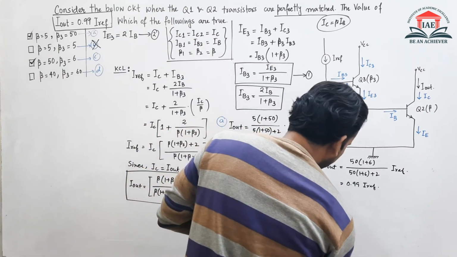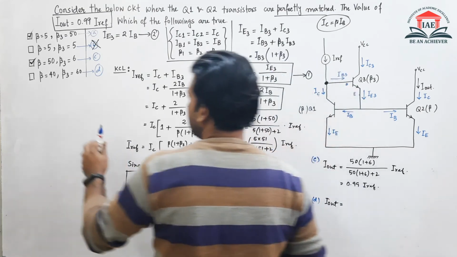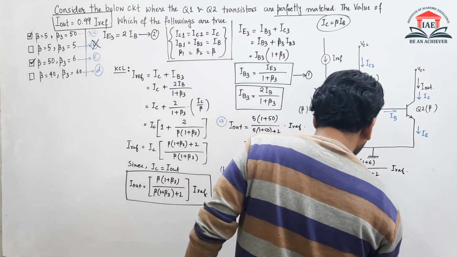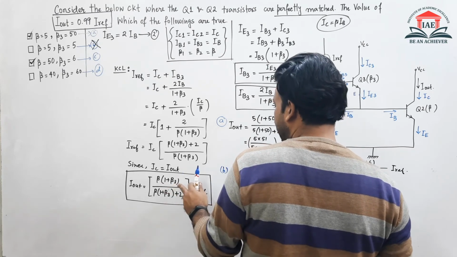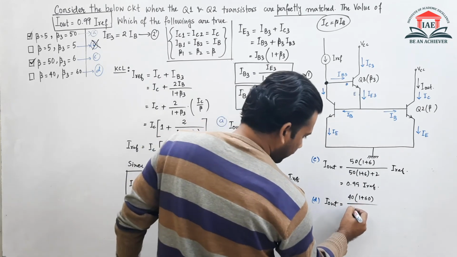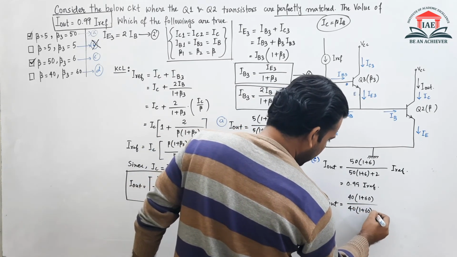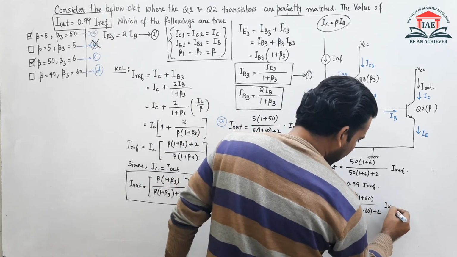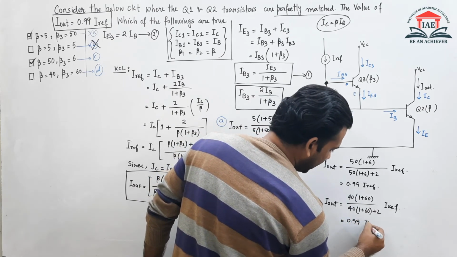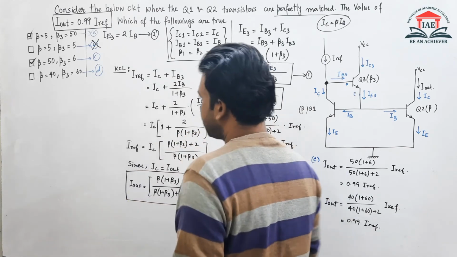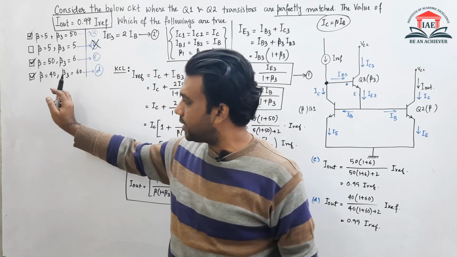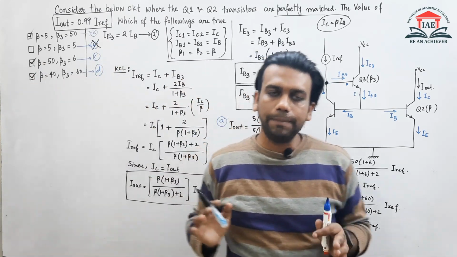सो ऑप्शन डी में मेरा आई आउट क्या होगा? आई आउट बीटा कितना है? 40. बीटा 3 कितना है? 60. सो आई कैन राइट इट एज 40 इंटू 1 प्लस 60 डिवाइडेड बाय यहां पे क्या आएगा? 40 इंटू 1 प्लस 60 प्लस 2 और इसके साथ मेरा आई रेफरेंस. सो इफ यू कैलकुलेट दिस, यू विल ऑल्सो गेट द वैल्यू ऑफ 0.99 आई रेफरेंस. सो यू कैन सी ऑप्शन बी आपका गलत था, तो ऑप्शन ए सही, ऑप्शन सी वाला सही, ऑप्शन डी आपका करेक्ट था.